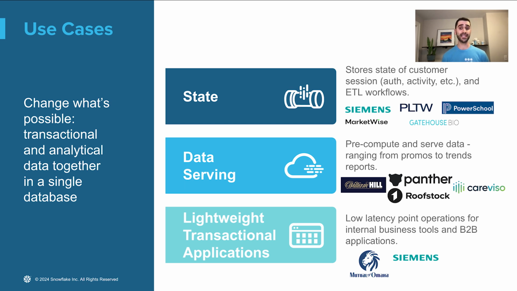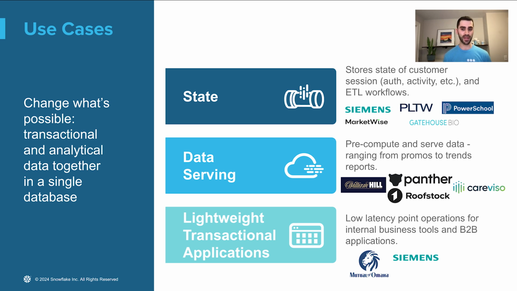A second category is data serving, where customers pre-compute data based on all of the signals that they're ingesting and processing in Snowflake, and then they serve that data directly out of Snowflake using hybrid tables in order to get the latency they need for their APIs and applications. Types of data for this sort of use case can range from promotion treatments to pre-computed reports. And we see this being applied in industries like online gaming, cybersecurity, and real estate technology.